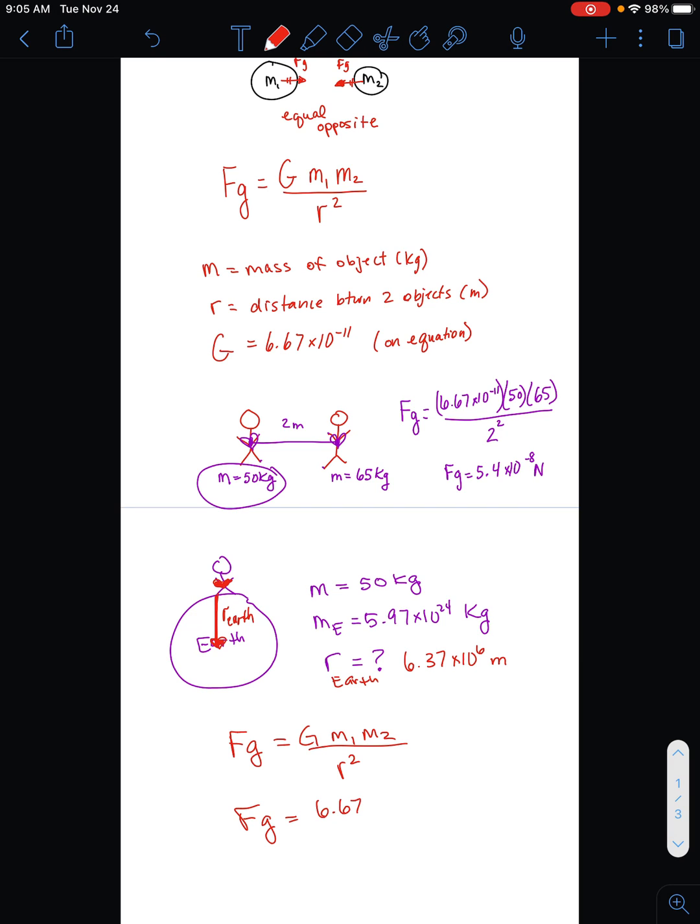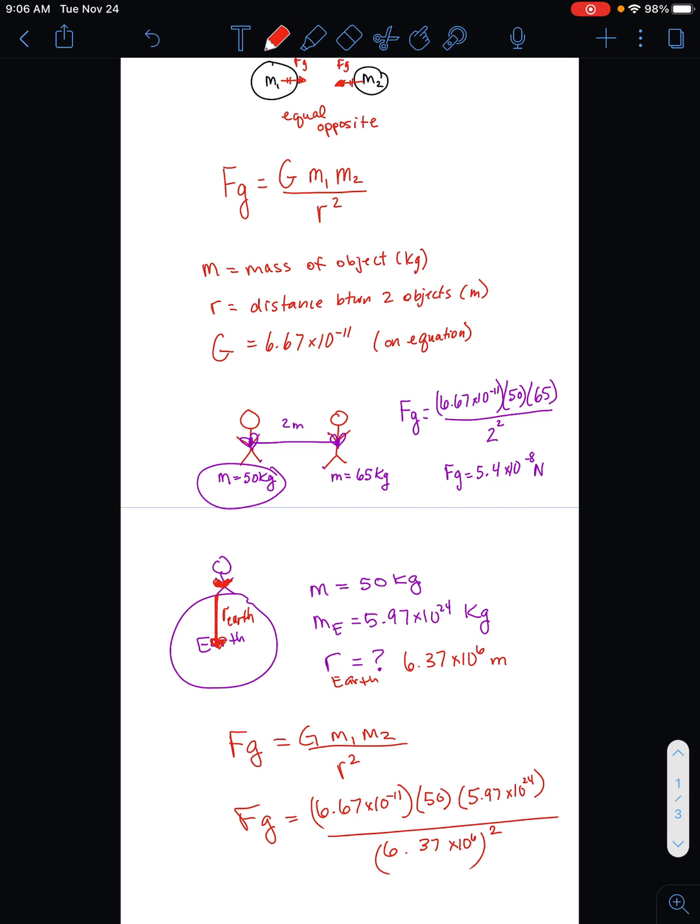So 6.67 times 10 to the negative 11 times our mass, 50 kilograms, times the mass of the earth, 5.97 times 10 to the 24th. That whole thing divided by the radius of the earth, 6.37 times 10 to the 6th squared. Plugging this into your calculator is hard, and I recommend doing it with me right now.